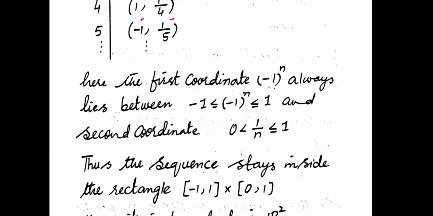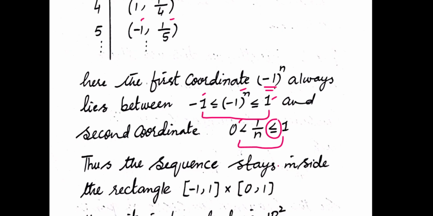Here the first coordinate of the sequence, that is minus 1 raised to power n, always lies between two values, minus 1 and plus 1. When n is an even integer, this will be plus 1, and for odd integer this is minus 1. And the second coordinate always lies between 0 and 1. At n is equal to 1, this is 1, so that's why I am taking the less than or equal sign. But 0 is its limit, though it can never be equal to 0, so that's why I am not taking the equal sign here.